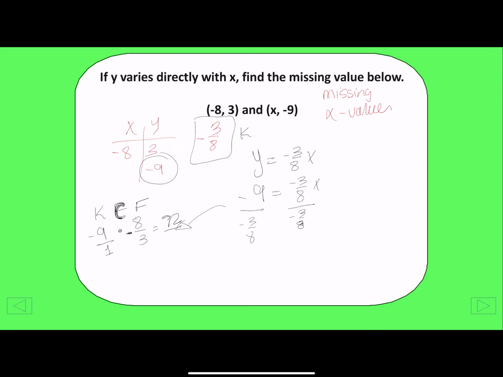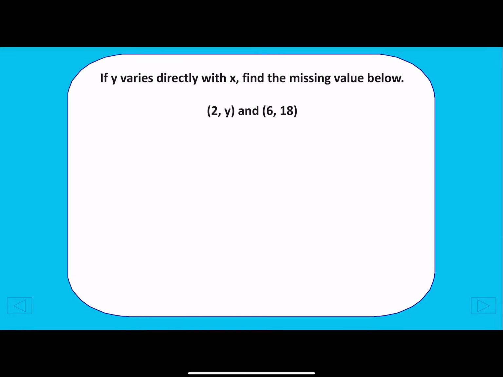72. And then since negative 9 is a whole number, you can just make it a fraction by adding a denominator of 1. 1 times 3 is 3. 72 divided by 3 will give you 24. Okay? So your x value equals 24. Now, this part right here can be done on your calculator. Okay? You don't have to do it by hand.